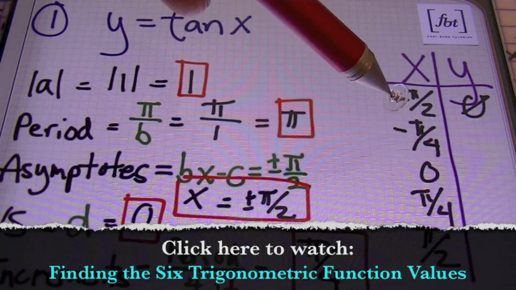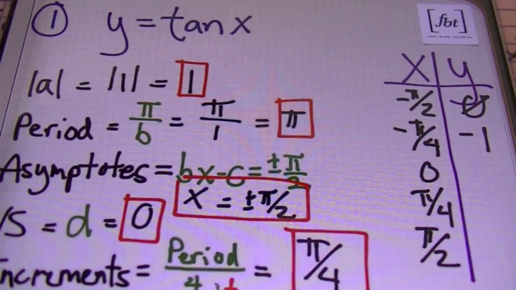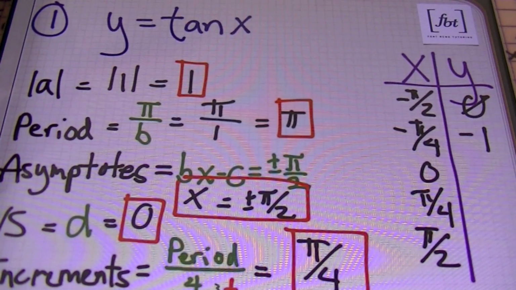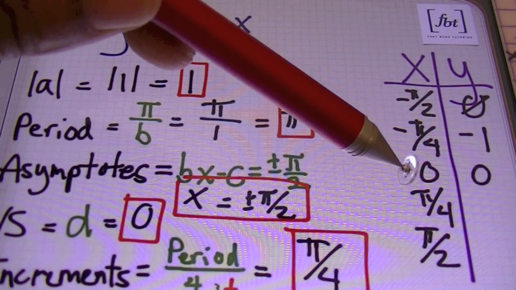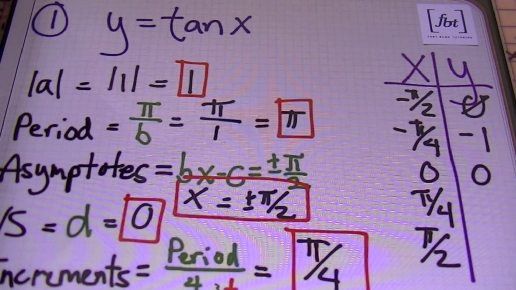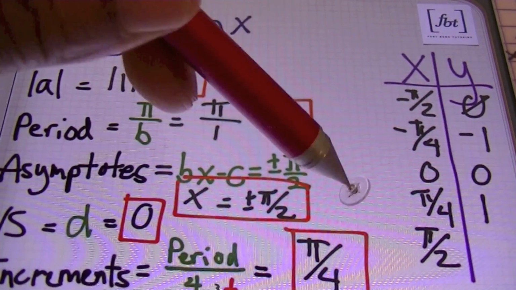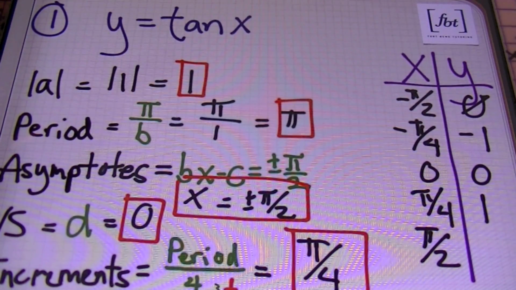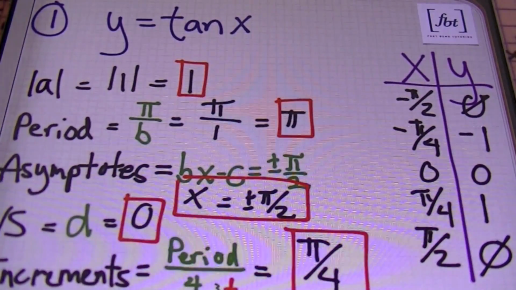Then I'm going to be plugging in negative pi over 4, which is also negative 45 degrees, which you could also say is 315 degrees. Tan of 315 degrees, ladies and gentlemen, is negative 1. So that's what I have there. When I plug in 0 into the function, tan of 0 is just 0. And pi over 4, that value is 45 degrees. And tan of 45 degrees, ladies and gentlemen, is positive 1. Finally, I'll be plugging in pi over 2. At pi over 2, tan is undefined. So I'll have it written as undefined here in my XY chart.